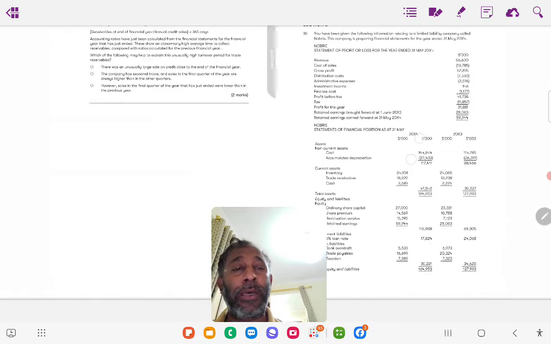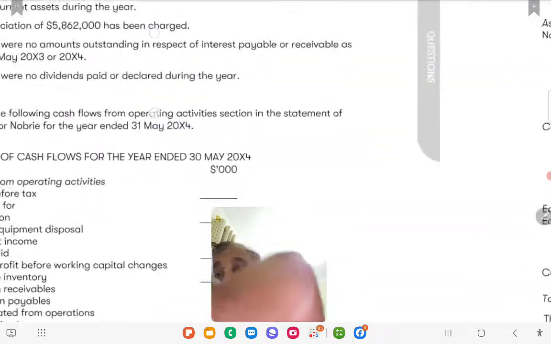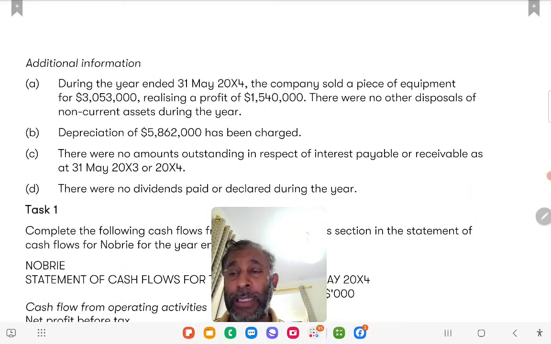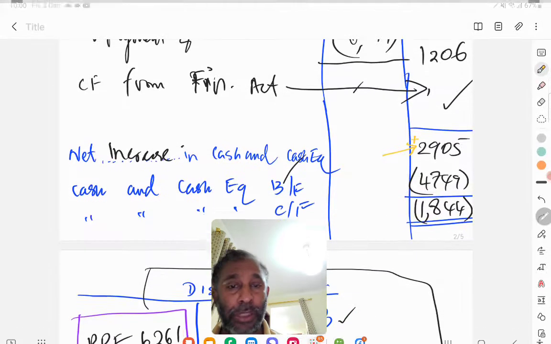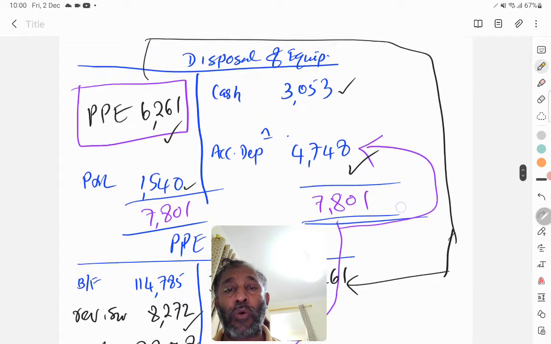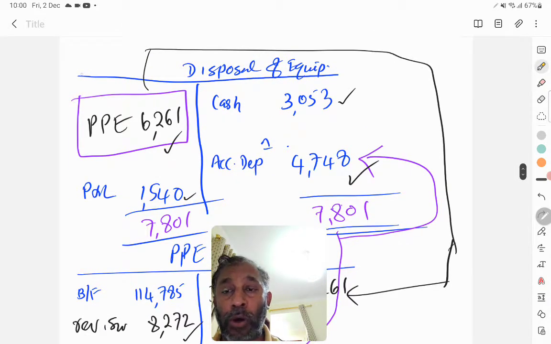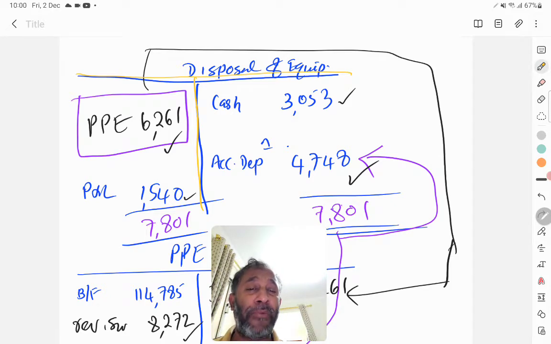Then you go to the additional information. You have an additional piece of information, actually 4 pieces of information they have given you. The first one: during the year ended 31st May 2014, the company sold a piece of equipment for 3,053,000. So what we have to do is open up a T account called disposal of equipment or disposal of non-current asset account. And they say that you have received 3,053,000.